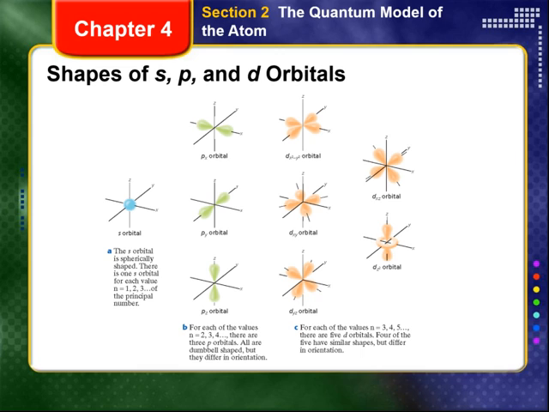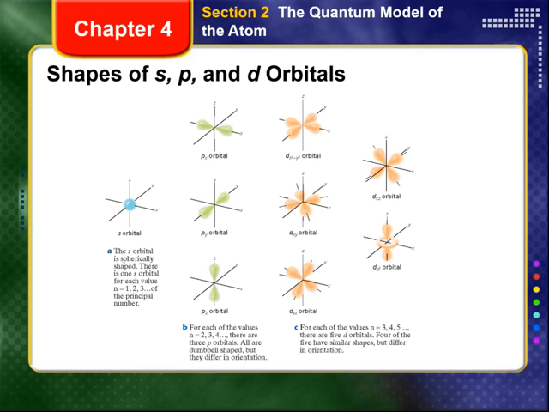So here we see, looking at A, the s orbital is spherically shaped, and there is one s orbital for each value of n being 1, 2, 3, and on, for the principal quantum number. We see in B, for each of the values of n, 2, 3, and 4, there are 3 p orbitals. They are dumbbell-shaped, but they differ in orientation around the nucleus.